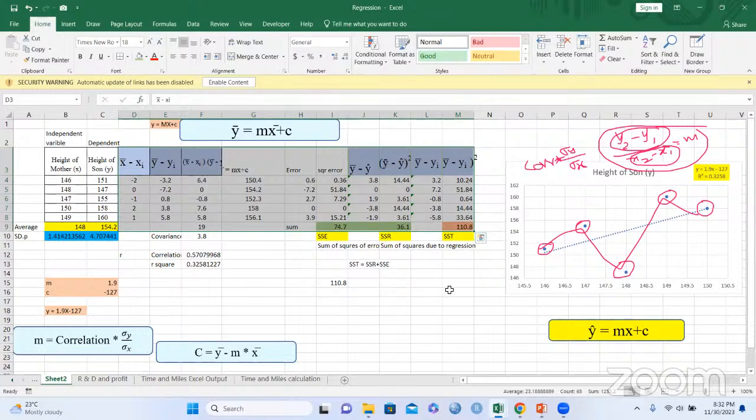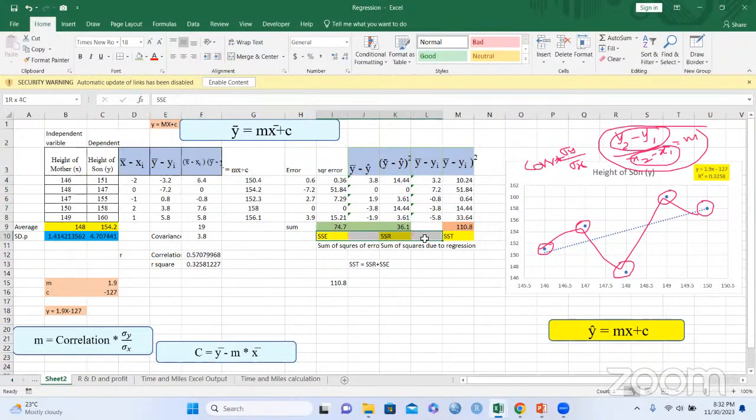Is that fine? But the concept is this: sum of squares due to total, sum of squares due to error, sum of squares due to regression. These three remain the same even in ANOVA. So that is what I mean. Is that fine? Yes, sir.